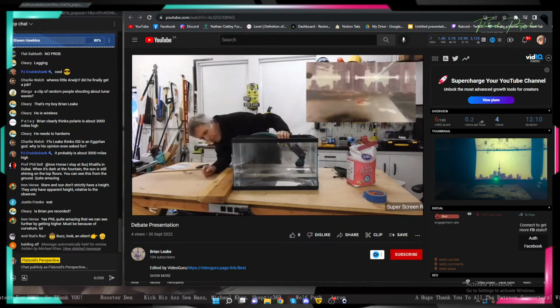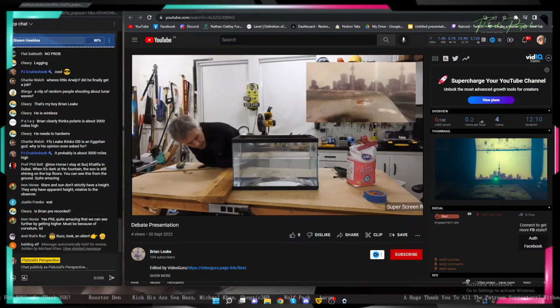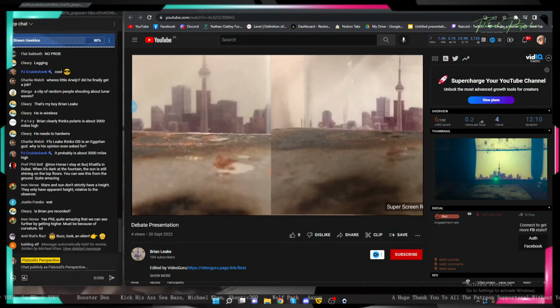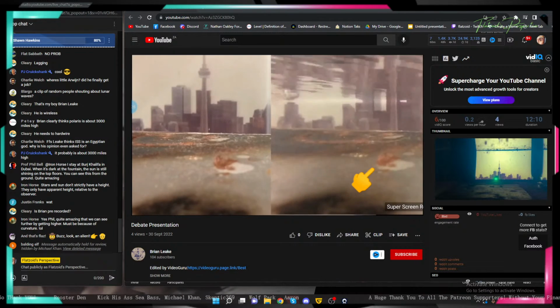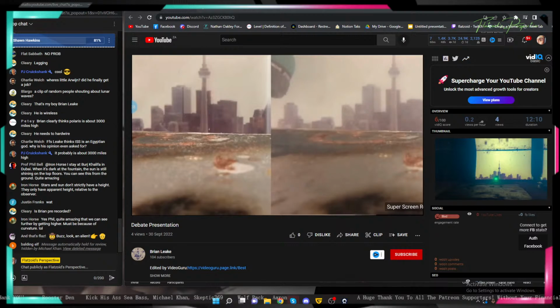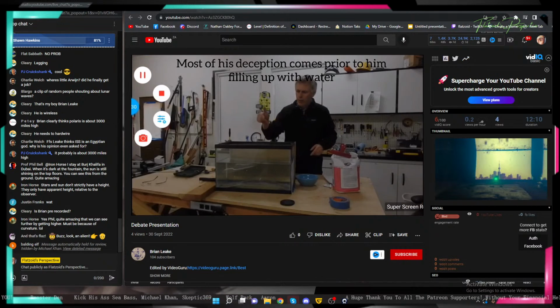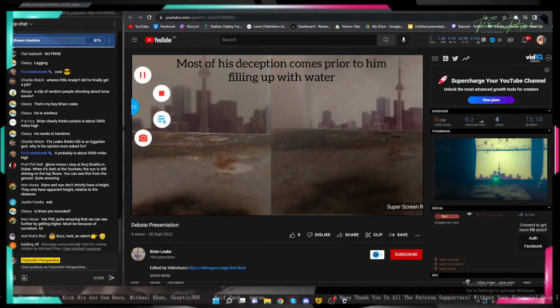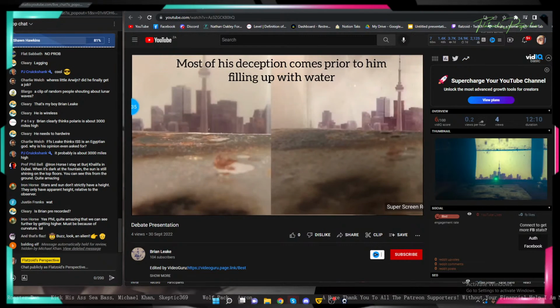Pay attention to the antenna on the biggest building. We see the same view of Toronto that we saw before. It is magnified, of course, but it's not distorted in any way. The image is exactly the same. It's just bigger because we're looking through the water. So we see the big building with the antenna obviously doesn't line up. The shadow on the bottom doesn't line up.